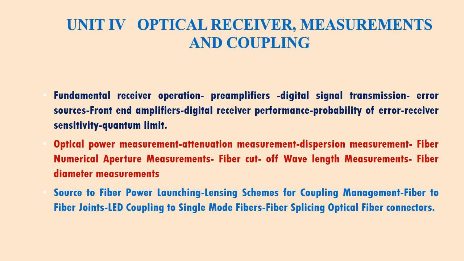In this video, we are going to discuss digital receiver performance. In that, we are going to discuss two parameters. One is probability of error, and with that, we are going to discuss receiver sensitivity. The next parameter is quantum limit. We can evaluate the performance of a receiver by considering these three parameters: probability of error, receiver sensitivity, and quantum limit. So we will consider them one by one.